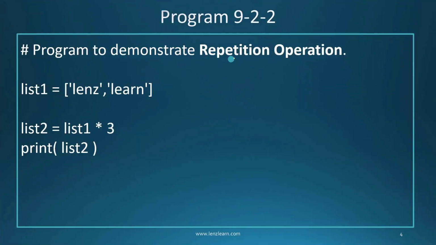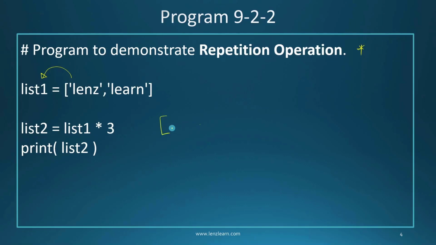Now in this program we will study how to use a repetition operator or the star operator. So we have a list called list 1, and inside list 1 I have two strings, lens and learn. So two elements are there in this list. The first element is the word lens and the second element is the word learn. So this is stored into list 1. After that I am using the repetition operator with value 3 on list 1. So now it will repeat the content of list 1 3 times.